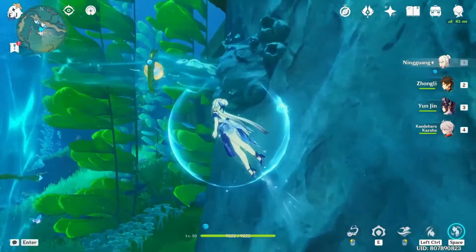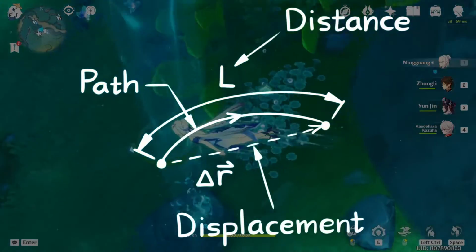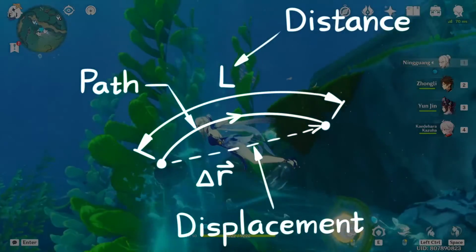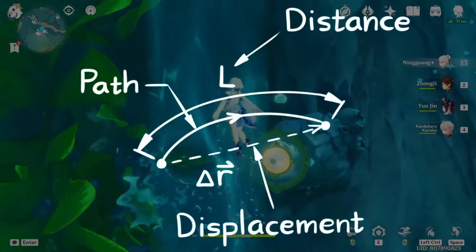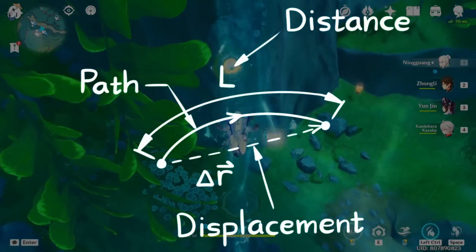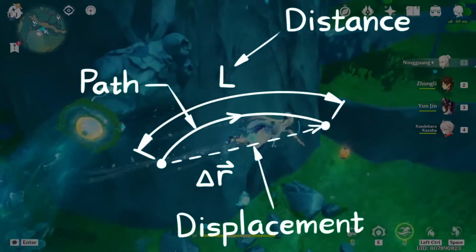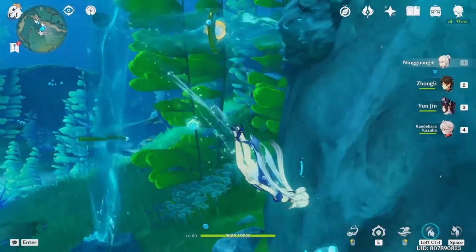This is in contrast to distance. Distance only cares about how far an object traveled in order to get to where it is now. A short way of saying this is that distance traveled is path dependent, whereas displacement isn't. Another difference between the two is that displacement is a vector quantity, whereas distance is only a scalar.